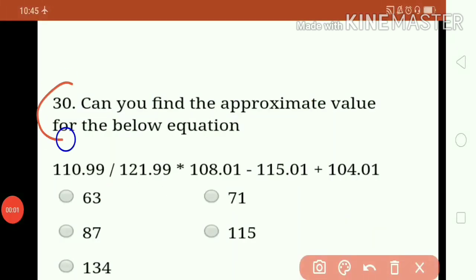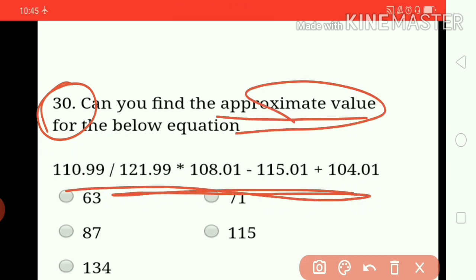Let us do 30th question. And I hope you can approximate question. So I am leaving it for you. Find the solution and comment me the answer in the comment box.